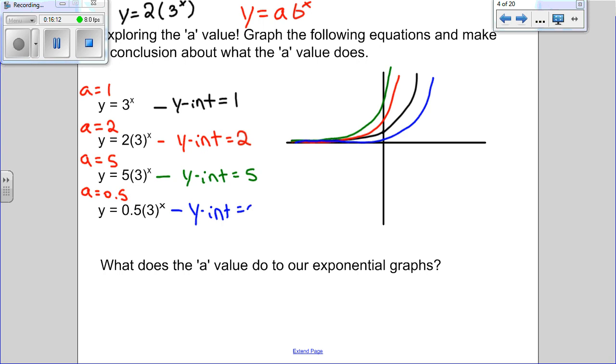Why is that true? It's true. The a value is going to give you your y-intercept. Here's my reasoning why it's going to give you your y-intercept. So I'm going to write that down first.